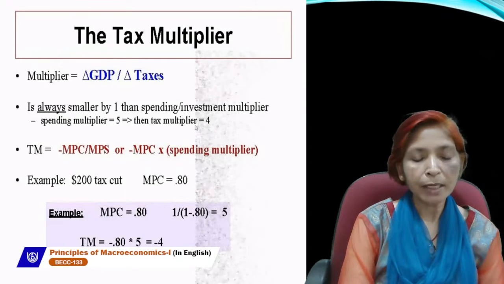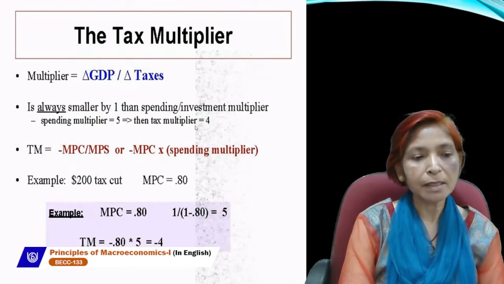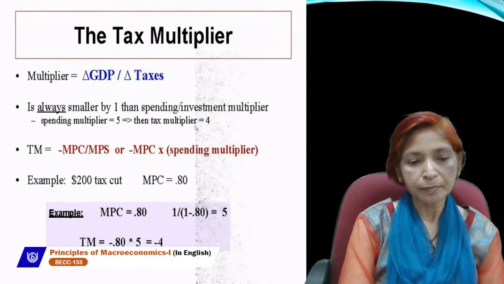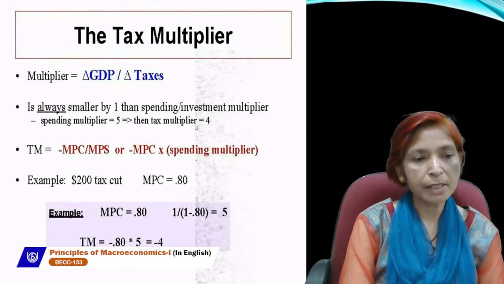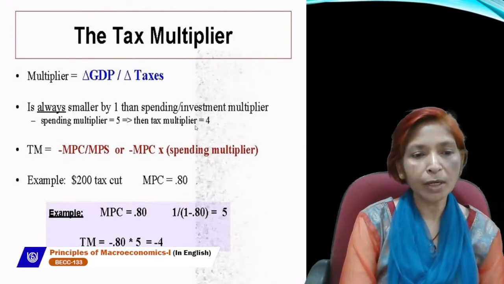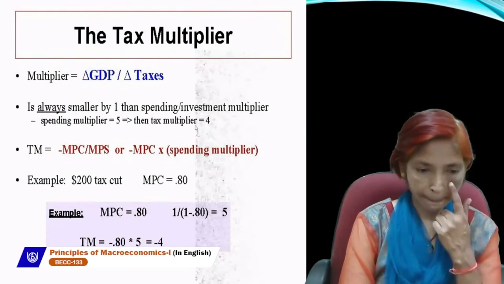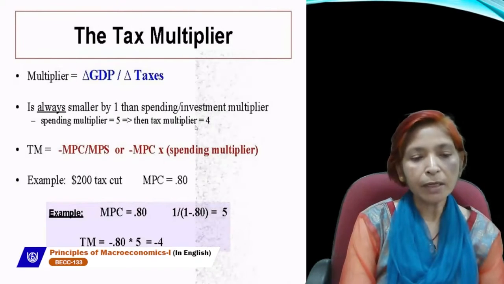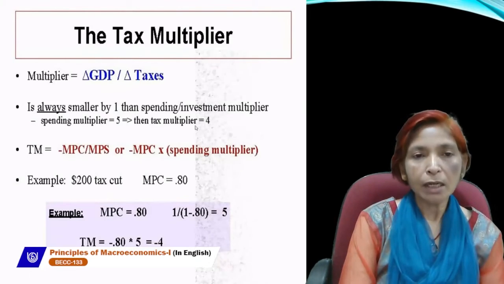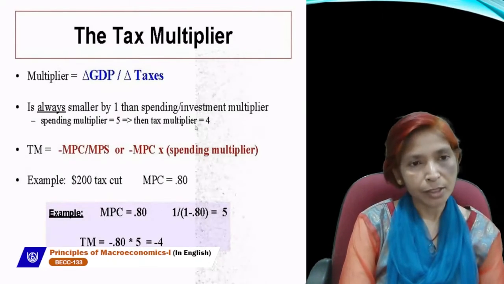So tax multiplier can be calculated by minus MPC upon MPS. Minus MPC is minus 0.80 divided by 0.20. Minus MPC divided by MPS, or we can write in this formula minus MPC into the multiplier. So it will be minus 4. Tax multiplier generally shows the change in income due to change in taxation.